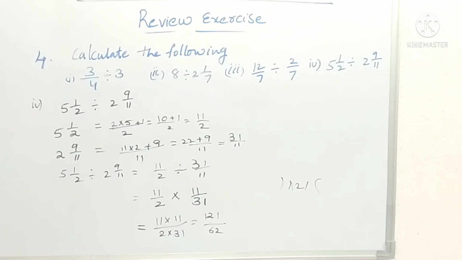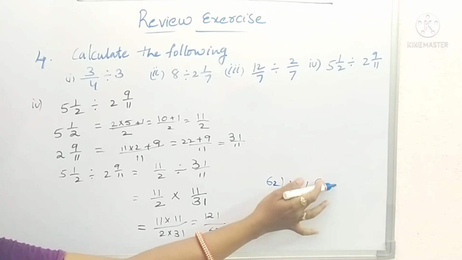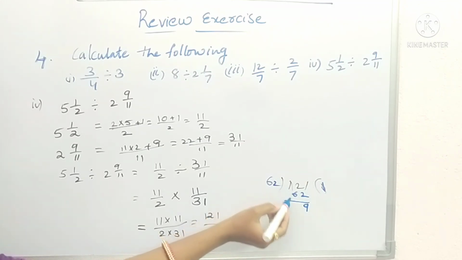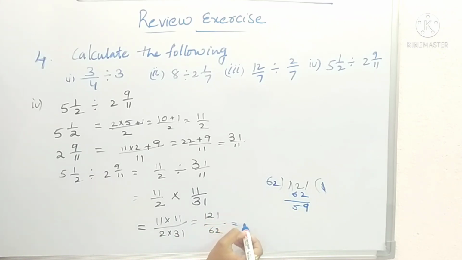So after converting into a mixed fraction, 62 2s, 6 2s are 12. That means 62s are 121. But here 62s are 120, right? Here it is 62. That means that is 124 if you multiply with 2. So take as 1's. So 11 minus 2, 9. Here 11 minus 6, 5. So the answer will be 159 by 62.